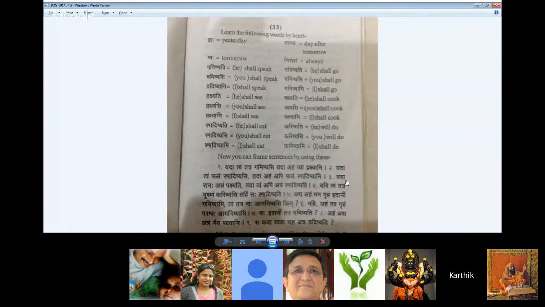So as you can see, the ending is similar compared to what you had in the present tense, but the verbs may not follow the same pattern when you're forming the future tense. For example, to see, you said pashyati, pashyasi, pashyami in present tense. But here it is drakshyati, drakshyasi, drakshyami. So it is kind of irregular there. And then in some places you can see there is an ishya added. So vadati becomes vadishyati. There is an ishya added.